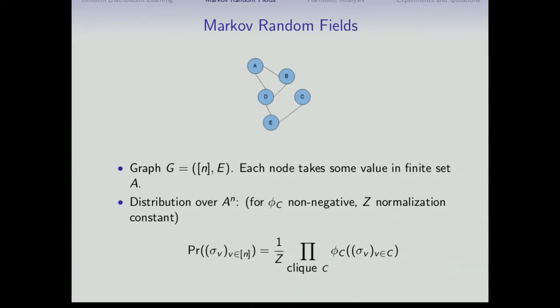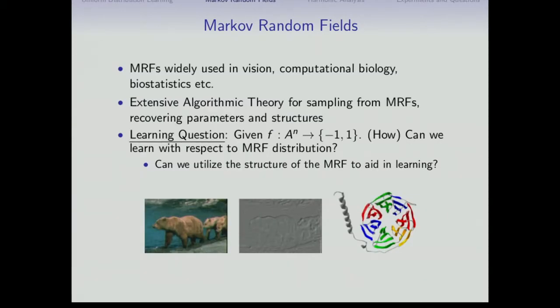And so what are these models? These models have been very popular in various fields, such as machine learning, computer vision, computational biology, and lots of other fields. And there's also a lot of algorithmic theory around these models. So this theory is for sampling from these distributions: if you're given the description of a Markov random field, how to sample from it. And also in some cases for recovering parameters of the Markov random field and the structure of it. So if you're just given unlabeled data which you think comes from an MRF, can you actually recover the underlying MRF? And there's been a lot of work in this area.